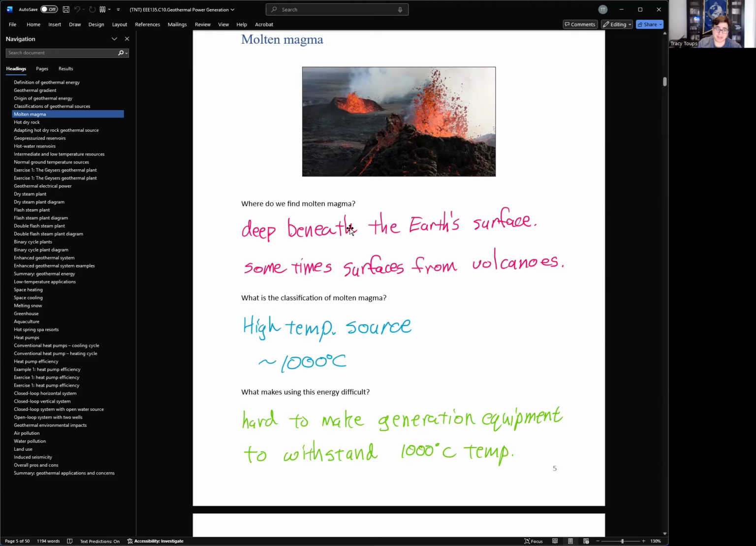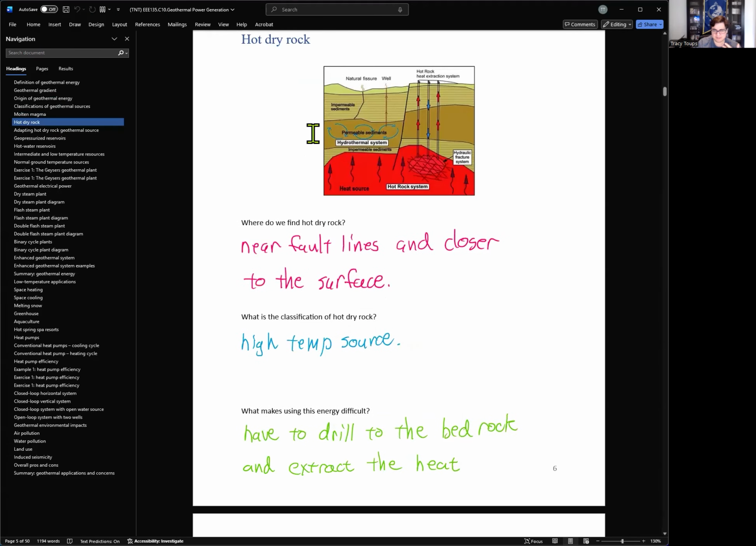Okay. So molten magma sounds like a good idea, but until we get some advances in material science, we're not going to be able to use it. Okay. But it's good to know it's there. Right. The next one is called hot dry rock.